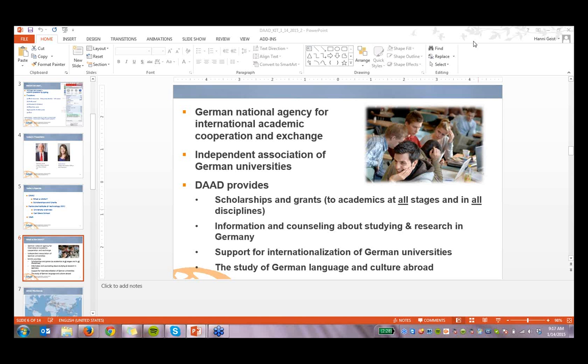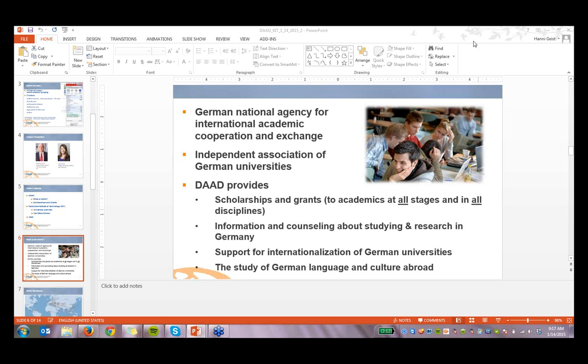so the DAD provides scholarships and grants, and important to note here is that it's for all academics at all stages and all disciplines. And as I mentioned before, if you have any questions about studying in Germany, doing research in Germany, where to look for programs, you can always contact us in the Toronto office, New York office, or the San Francisco office.